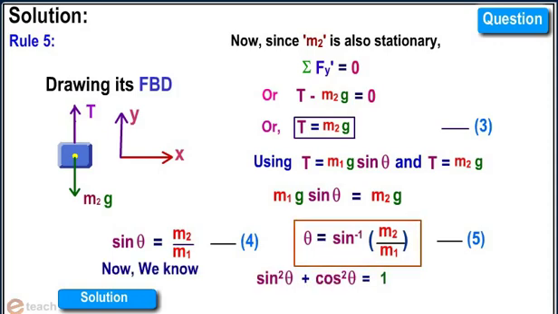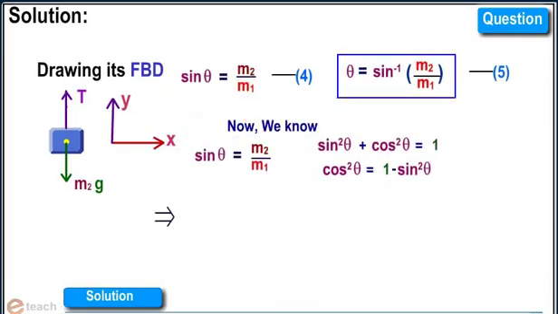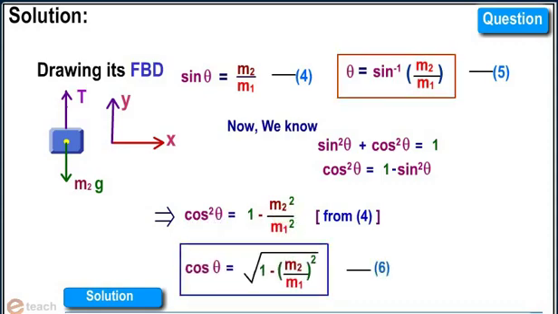Now, we know that sin square theta plus cos square theta equals 1, and cos square theta equals 1 minus sin square theta. Substituting sin square theta equals m2 square upon m1 square in this equation, we get cos square theta equals 1 minus m2 square upon m1 square. So, cos theta equals under root of 1 minus m2 by m1 whole square.